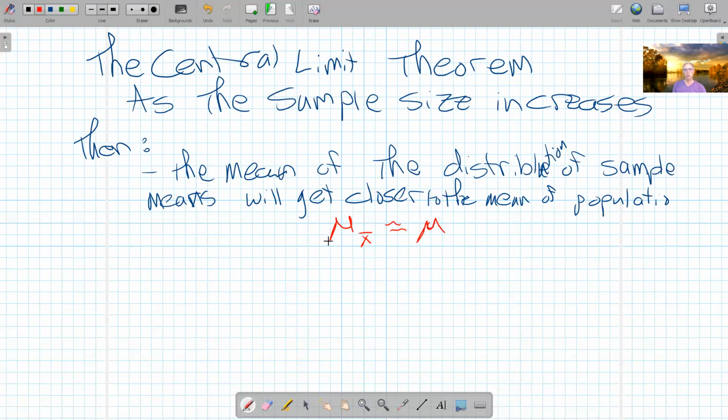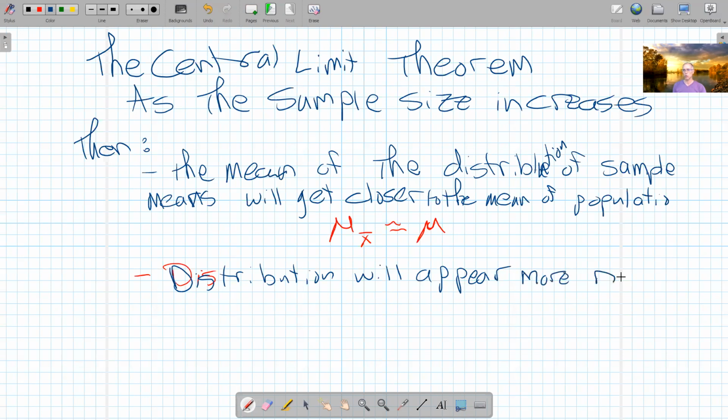That's supposed to be a mu. The other thing that happens is the distribution should appear more normal, meaning it has that symmetric bell shape and it meets those 68, 95, 99.7% rules. Appear more normal.